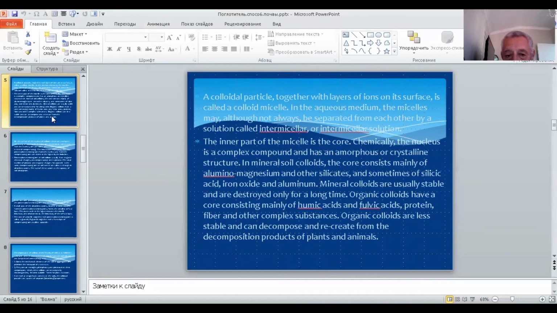Organic colloids have a core consisting mainly of humic acid and fulvic acid, protein, fiber, and other complex substances. Organic colloids are less stable and can decompose and re-form from the decomposition products of plants and animals.